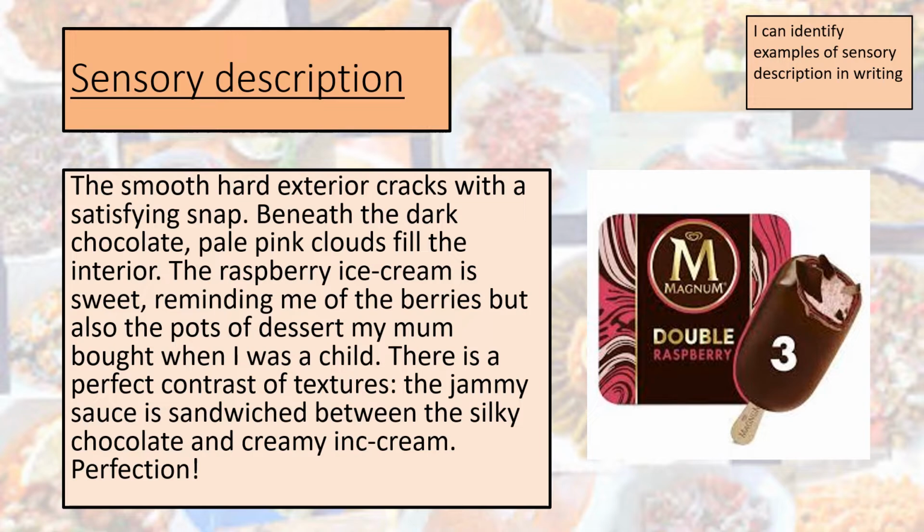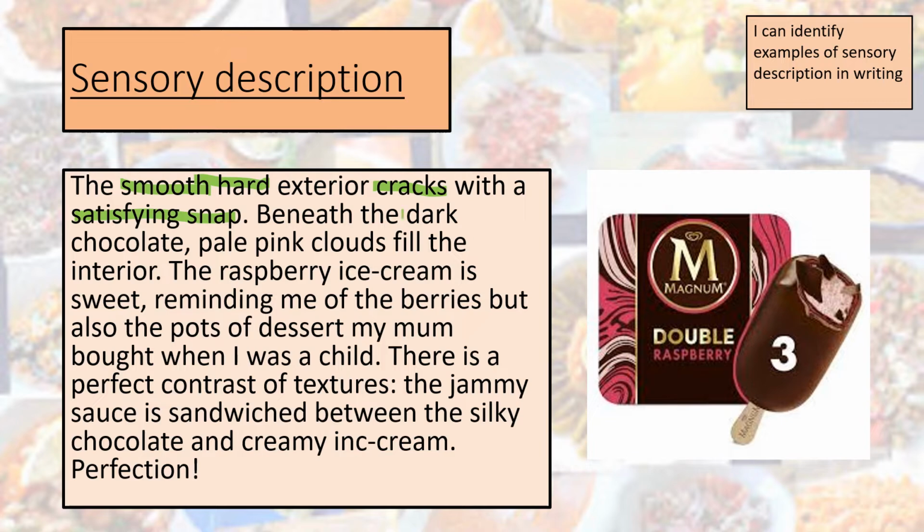What I'm going to do now is go in and show you where I think I've included sensory description. You'll notice that I've not included all 5. It's very rare that we would include all 5 senses within one description because it might sound a little bit forced, but include the sensory descriptions that make sense at the time you are writing. So I'm just going to go in here and have a little look. "The smooth, hard exterior cracks with a satisfying snap." So smooth is where I'm describing what it feels like, as is hard actually. And then I've also got cracks with a satisfying snap. So that tells you what it sounds like when you bite into a double raspberry Magnum.